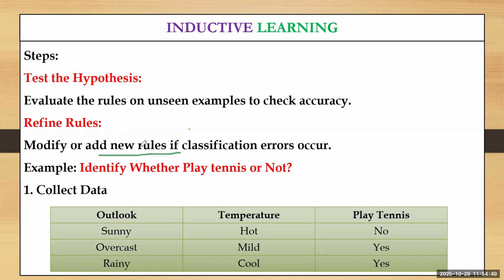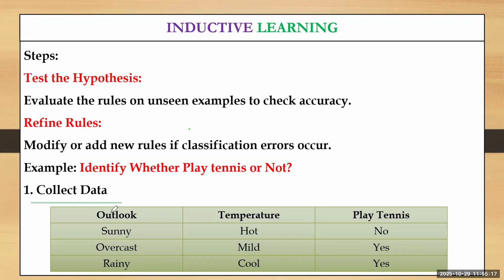Now see this example, you will get a better idea about this one. The AI system wants to decide whether we need to play tennis or not today. What is the first step in inductive learning? First thing is we need to collect the data related to the tennis playing conditions. This is the first step.